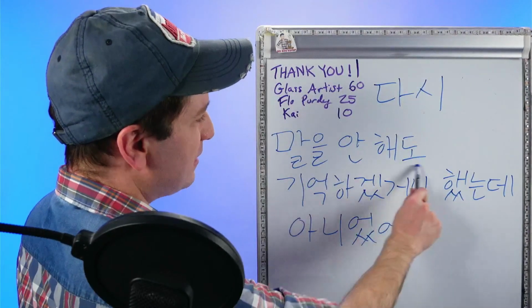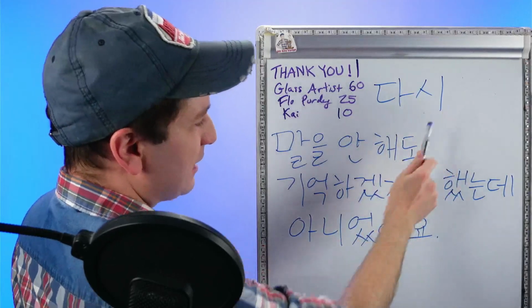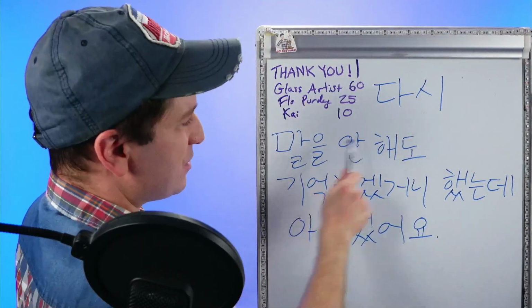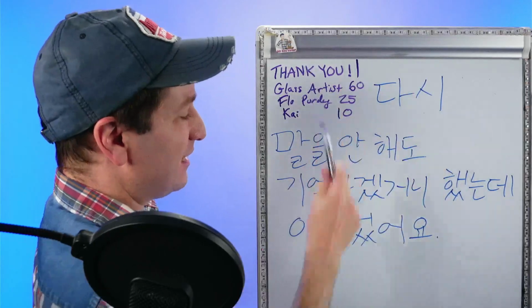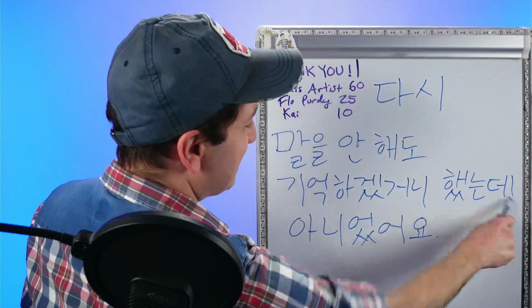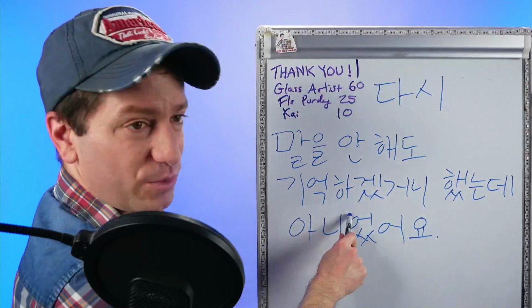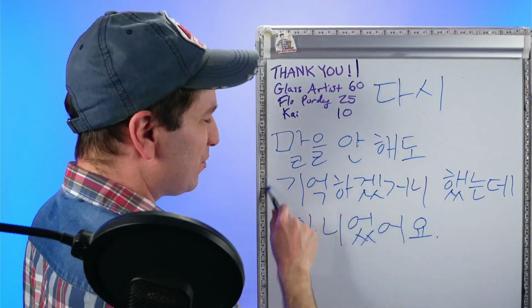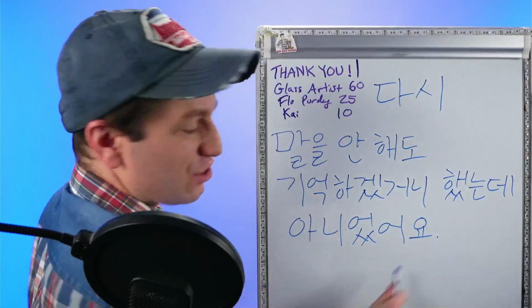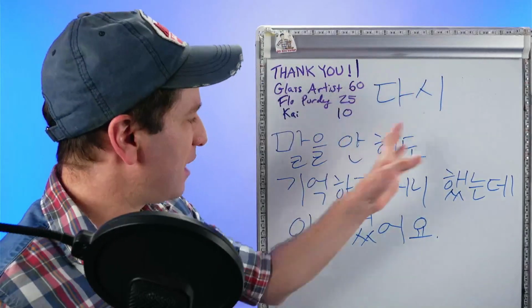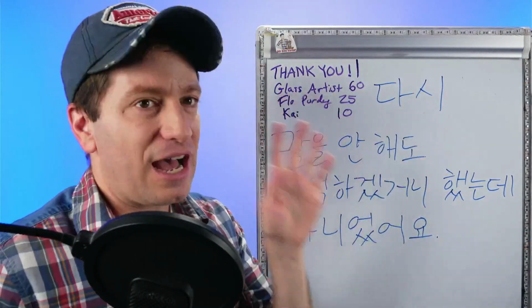다시 말을 안 해도. So, 다시, again, 말하다, to say or to speak. So, 말 안 해도, even if I don't say it again, 기억하겠거니 했는데. So here first, 기억하다, to remember. So you will remember, 했는데, I thought, but 아니었어요. It was not. 다시 말을 안 해도 기억하겠거니 했는데, 아니었어요.